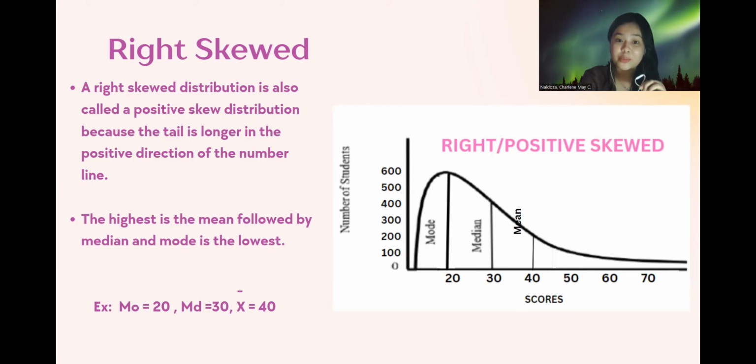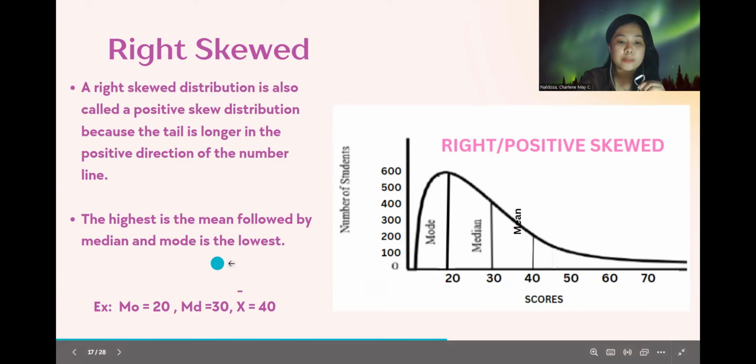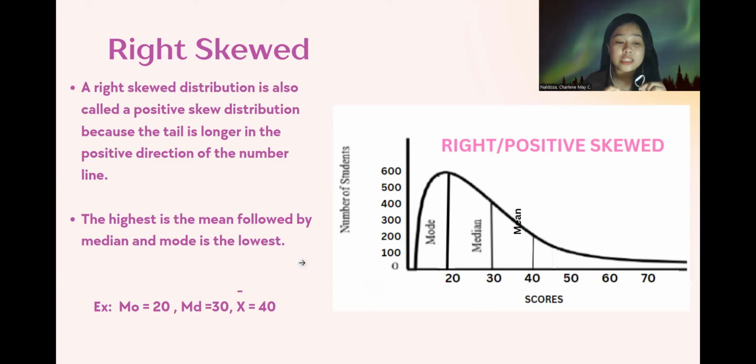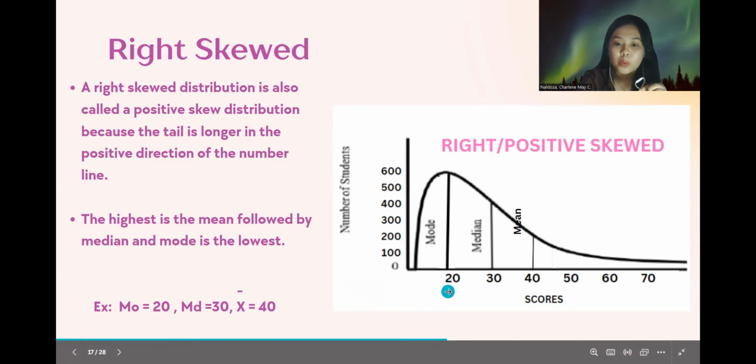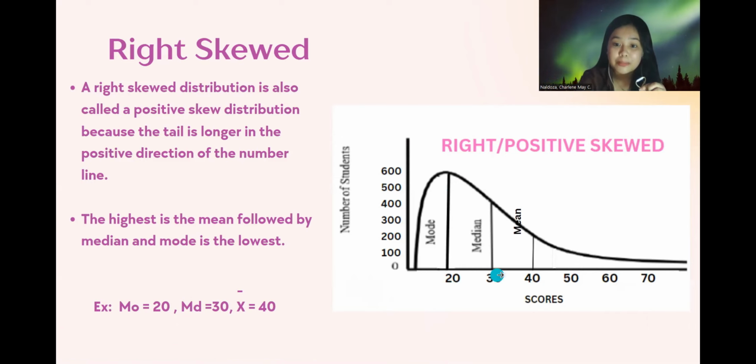Now, this is the important thing that we need to understand in the right skew. The highest is the mean, followed by the median, and the mode is the lowest. So in the right skew, the highest is the mean and the lowest is the mode. Here, for example, our mode is 20, followed by the median 30, and the highest is the mean. If you were going to ask why the mean is the highest, when in the picture the longest line is at the mode: when we say mode, that is the repeated value.